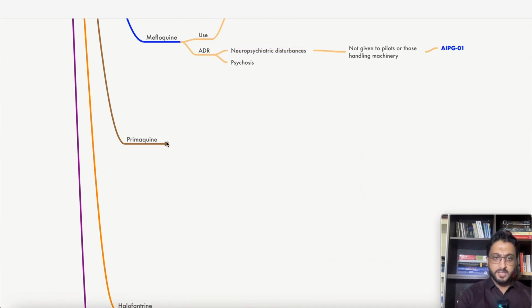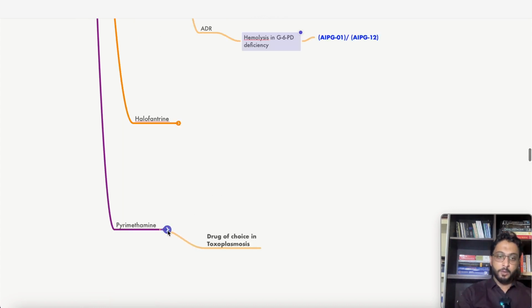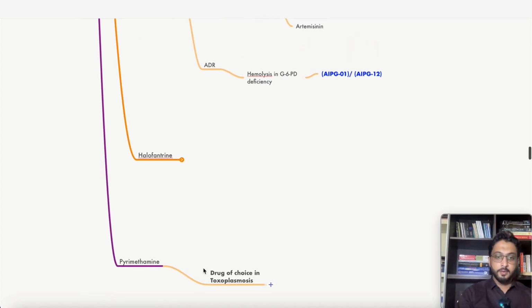Then, before that, we studied the first, that is category 1, that is the liver. We studied about primaquine, which is contraindicated in pregnancy, where you use the quinine clindamycin combination, chloroquine. So this is just a review. You don't need to write it again. Your photographic memory should be based on the previous one. Now pyrimethamine also we studied, drug of choice in toxoplasmosis.